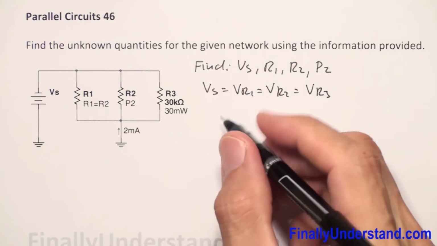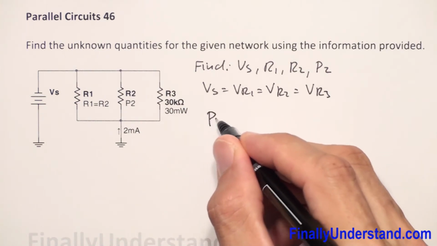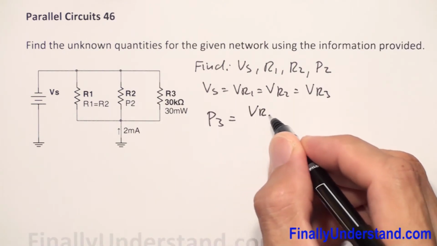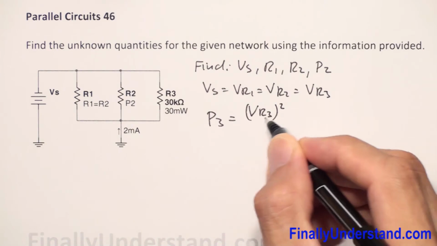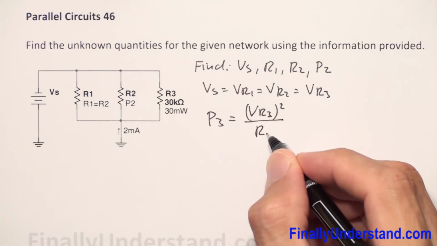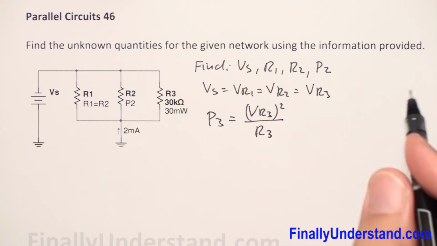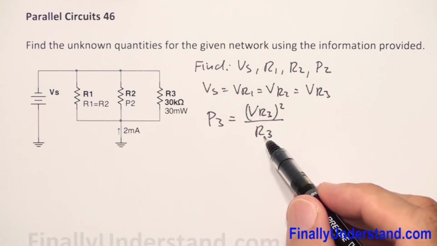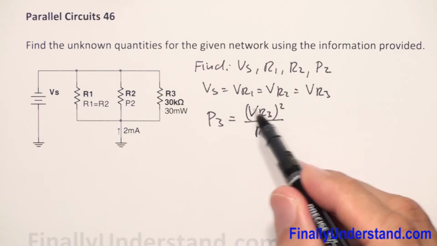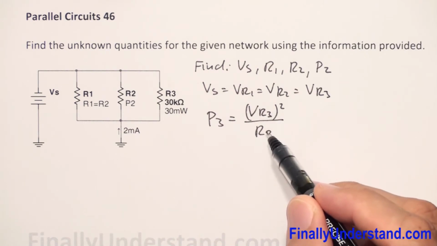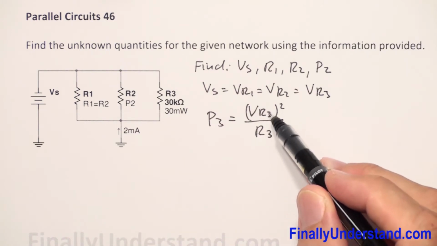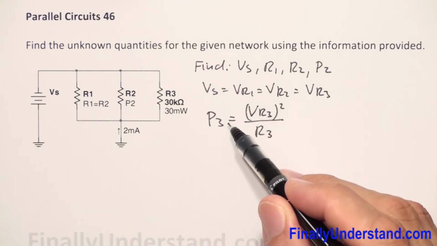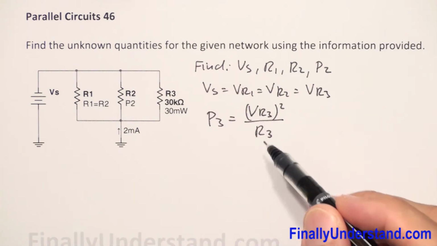So let's take a look over here. I have P3 equal to VR3 to the second power over resistance R3. Okay, I have the given power and the given resistance, so I can find the voltage. In order to solve for this voltage, I have to eliminate the fraction, because voltage is part of the fraction. So what I'm going to do is multiply this formula by the denominator of my fraction.